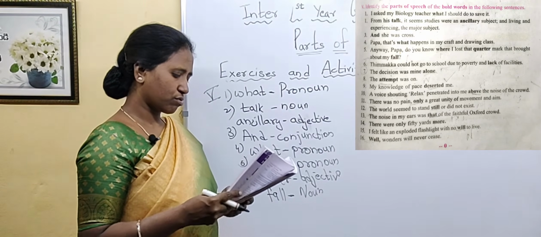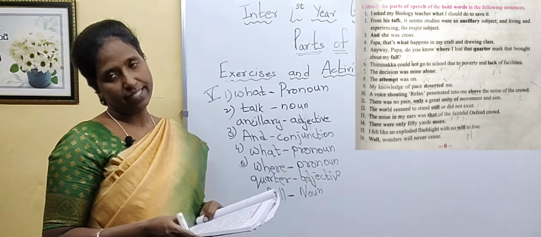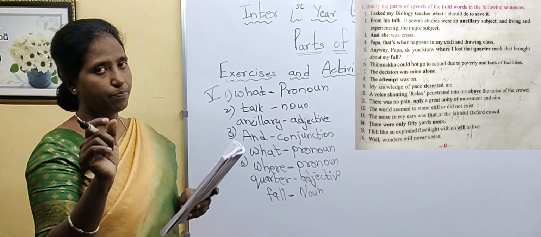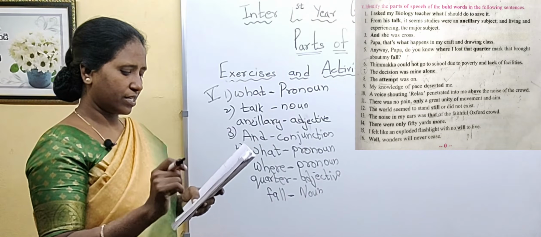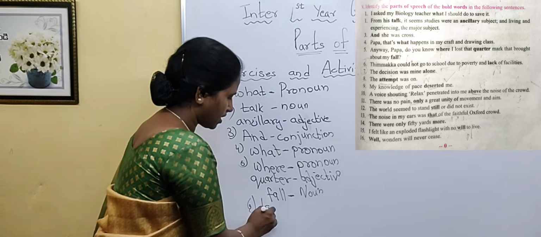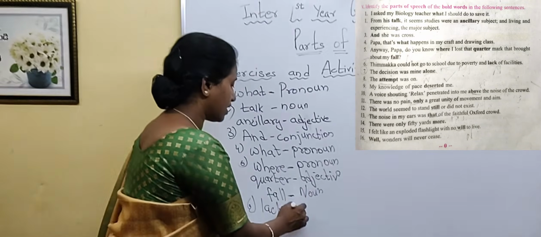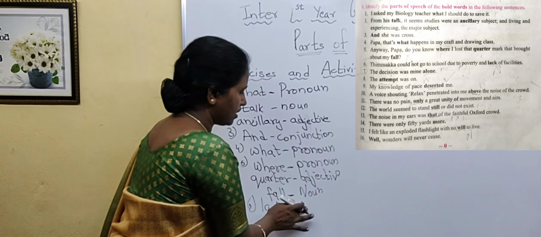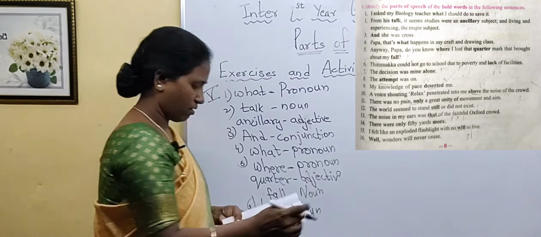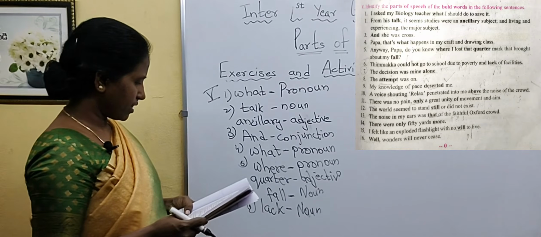Okay, and then the sixth one. Timmaka could not go to school due to poverty and lack of facilities. There is of, a preposition, before facilities. So, lack is a noun. Lack means deficiency or deficit, less. Okay, it is a noun. Lack of facilities.